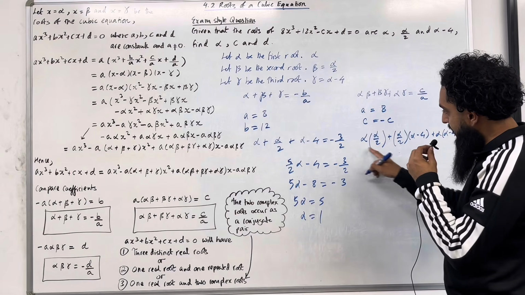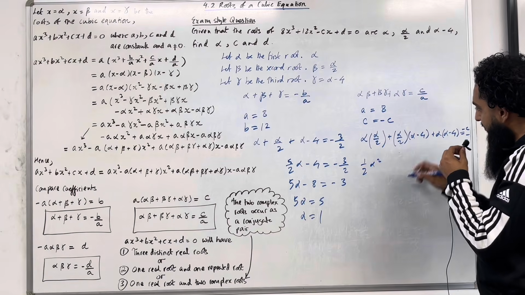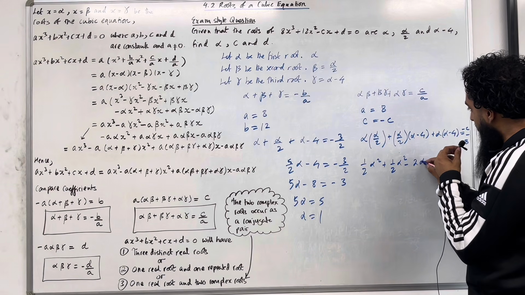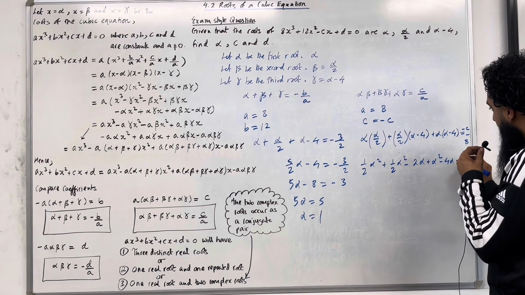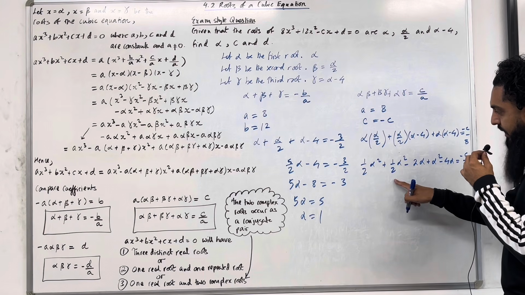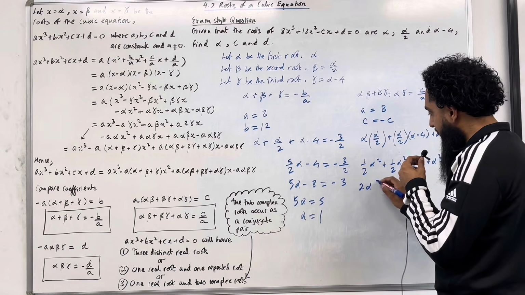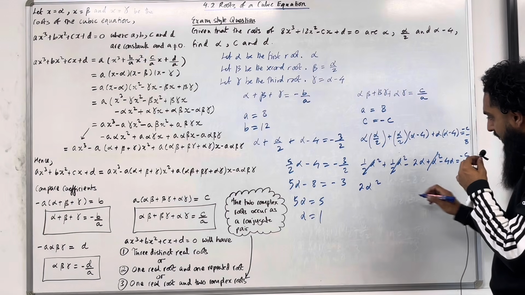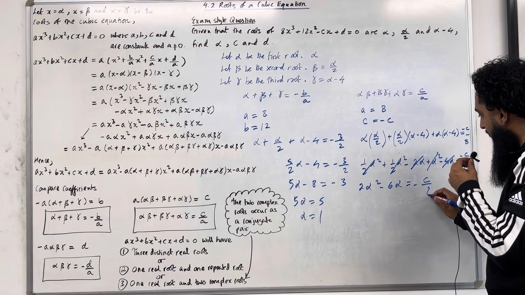So I've got these two multiplied together gives me a half alpha squared. I'm going to expand this bracket. This gives me plus a half alpha squared minus 2 alpha. Expand this bracket, plus alpha squared minus 4 alpha equal minus c over 8. A half alpha squared plus a half alpha squared is just alpha squared, plus alpha squared, that would be 2 alpha squared. And then I've got minus 2 alpha minus 4 alpha, so that's minus 6 alpha, equal to minus c over 8.